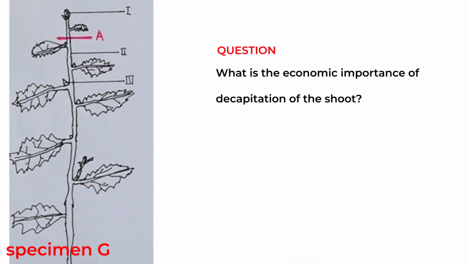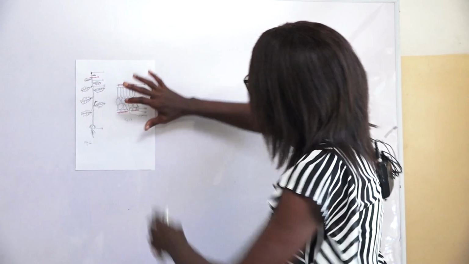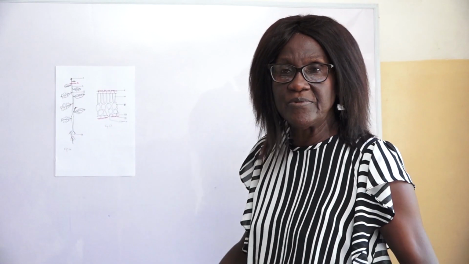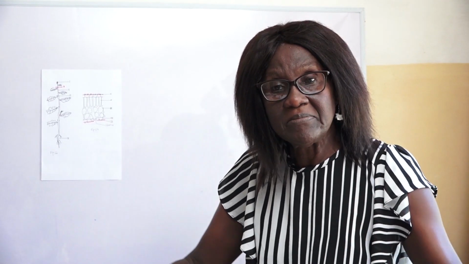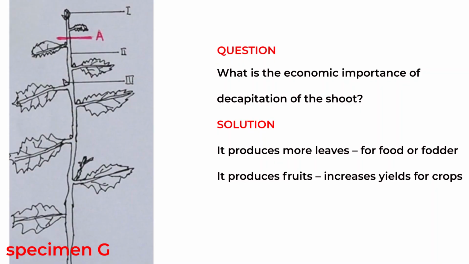Second question, what is the economic importance of decapitation of the shoot? The answer is, if we remove the tip and more branches are formed, it means more leaves will be formed. So economically, if the plant is used for the leaves, there will be more greens. And also, if fruits are needed, more fruits will be formed, increasing yield. Good, so that's the importance.